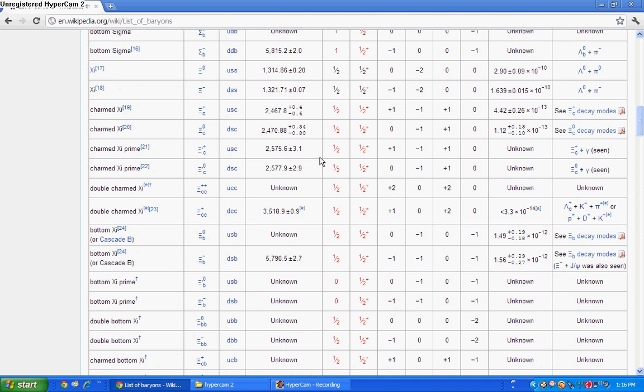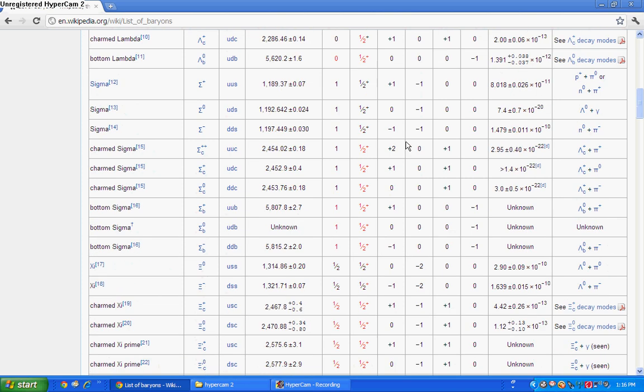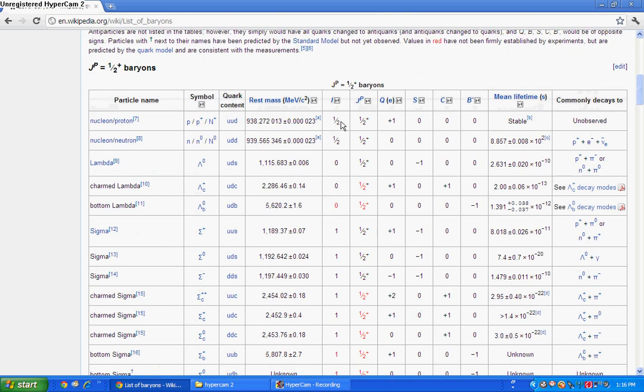Half spin means fermion, meaning it's a constituent of matter. Integer spin means it is a boson, meaning it transmits some sort of force, usually the strong force when it comes to mesons especially.